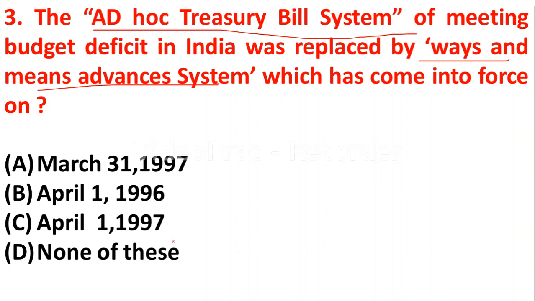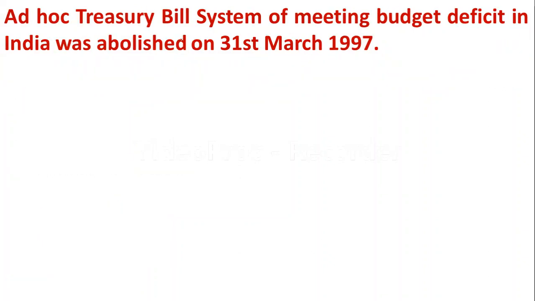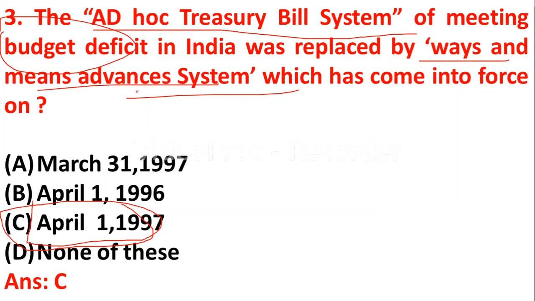So the ad hoc treasury bill, which was for meeting the budget deficit in India, was replaced by the ways and means advance system. This ways and means advance system came into force on 1st April 1997. Yes, and the ad hoc treasury bill system was abolished on 31st March 1997. In its place, the ways and means advances system came into force.